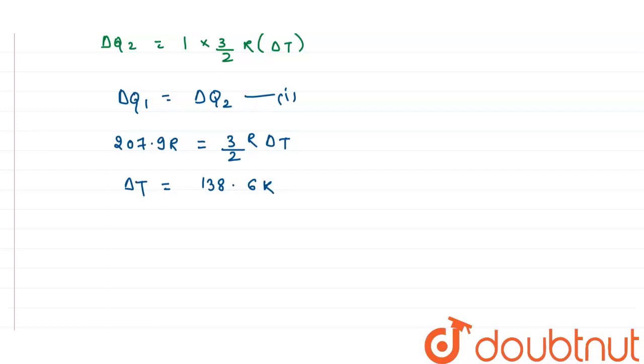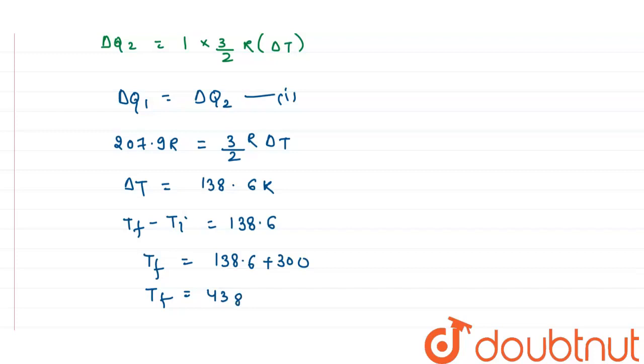This delta T is basically T final minus T initial, equal to 138.6. We have to find the T final for vessel 2. T final equals 138.6 plus T initial. The value of T initial is 300. So our T final is equal to 438.6 Kelvin. This is our final temperature for vessel 2.